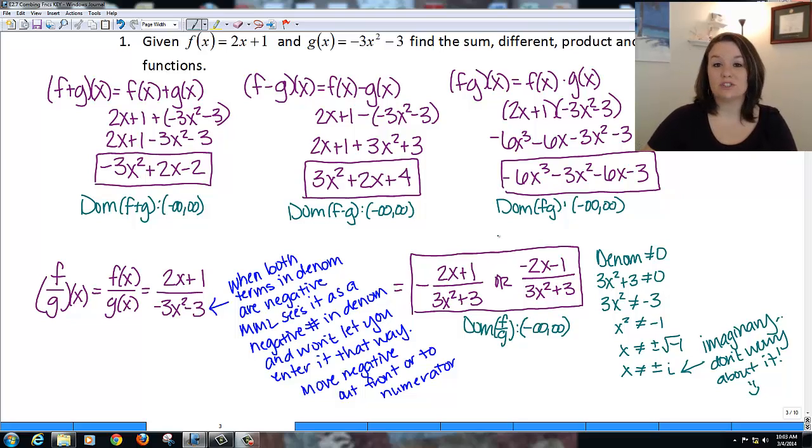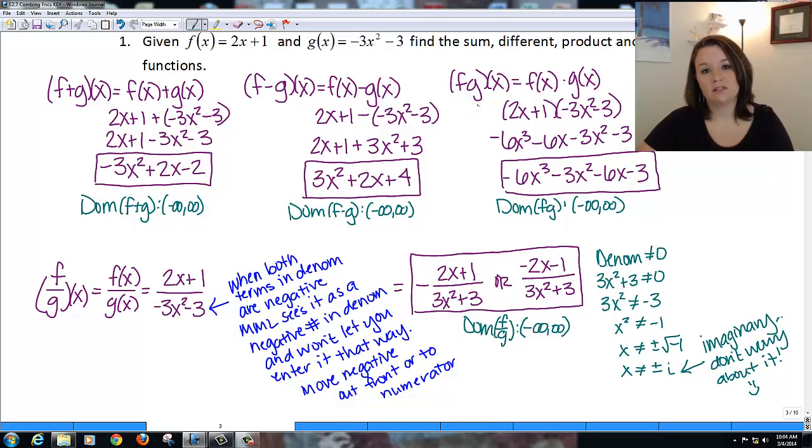All right, so on this first one, we're finding the 4 new functions, the sum, the difference, the product, and the quotient. When I do the sum, I should get -3x squared plus 2x minus 2. I didn't have any new domain restrictions, so my domain stays -infinity to +infinity. On my difference, make sure you distribute that negative to both terms of g, which leaves me with 3x squared plus 2x plus 4. Again, I did not incur any new domain restrictions, so my domain of f minus g is -infinity to +infinity.